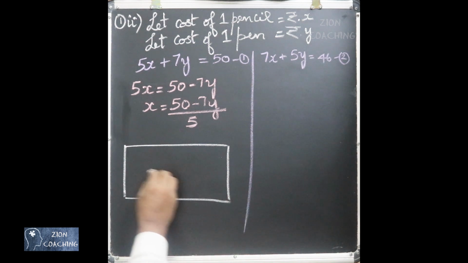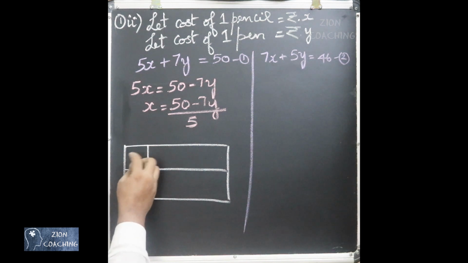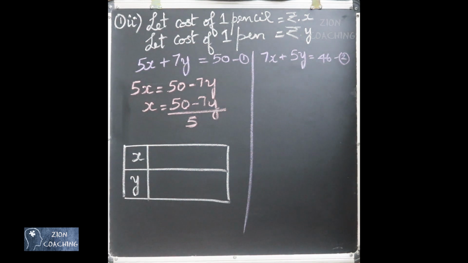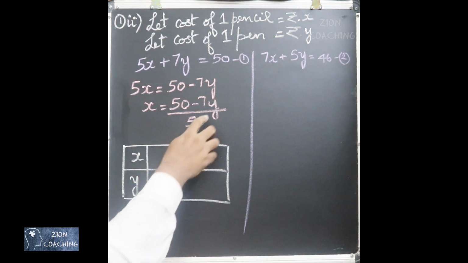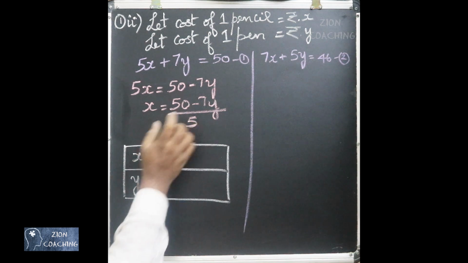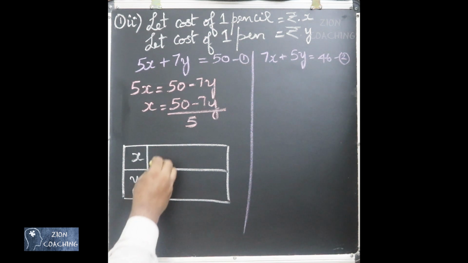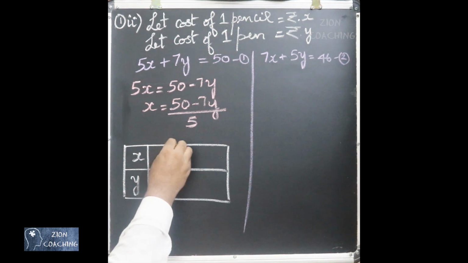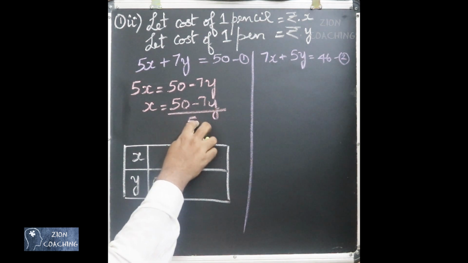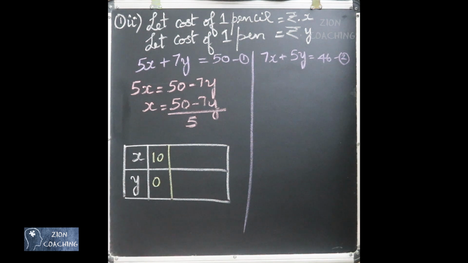At least we have to find 2 points to represent a line, but in general we can go for 3 points. Now by giving values for Y, we are going to find the corresponding values of X. We have to give values of Y in such a way that the final answer 50 minus 7Y is divisible by 5. Now when you substitute Y is equal to 0, you will have 50 minus 7 into 0, that is 50. 50 divided by 5 is 10. Then you get your X value to be 10.